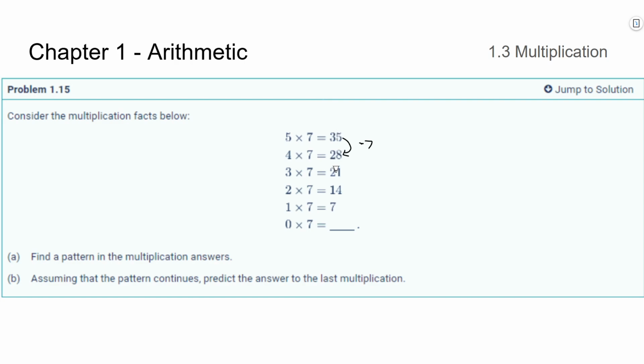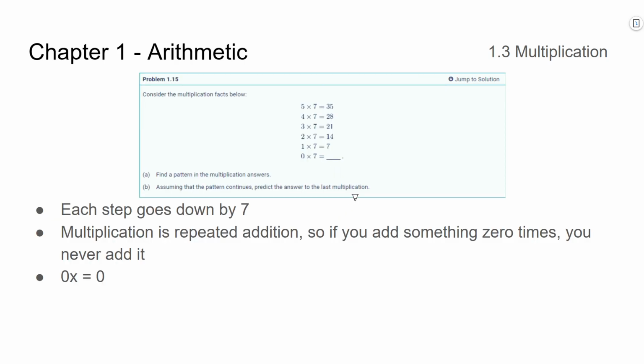35 to 28, 28 to 21, 21 to 14, 14 to 7. And if we continue that pattern, we know that we're going down by 7 again, which would make this 0. We also know that if you multiply anything times 0, then you get 0. Because just like I said for multiplying by 1, if you did repeated addition for, let's do 2 times 7, that would be 7 plus 7, right? That'd be adding 7 2 times. If we do 1 times 7, that would be adding 7 1 time, which would just be 7, right?